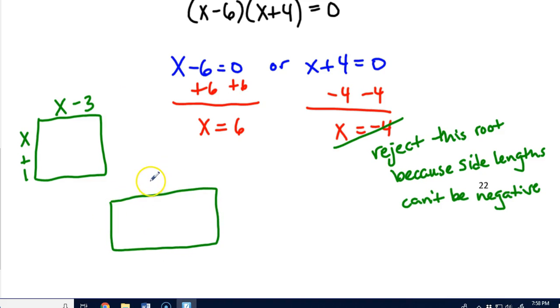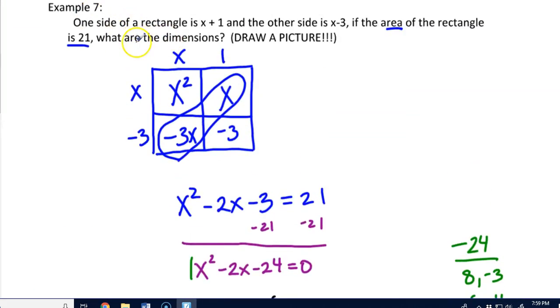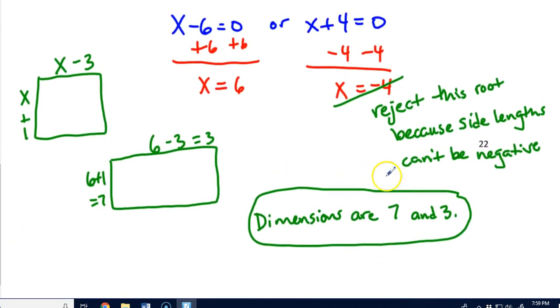All right, so if it's x minus 3, it's really 6 minus 3, which is 3. And along this side, it's 6 plus 1, which is 7. So I really have a 7 by 3 rectangle. So I'll write what the dimensions are. Okay, because that was what the question asked us to solve. The question said, what are the dimensions? We have found them. 7 times 3 is 21. And it works for this particular setup where x is 6, 6 minus 3, and 6 plus 1.